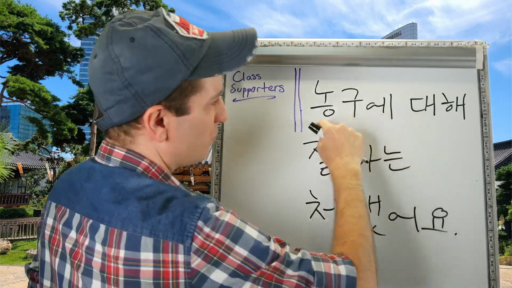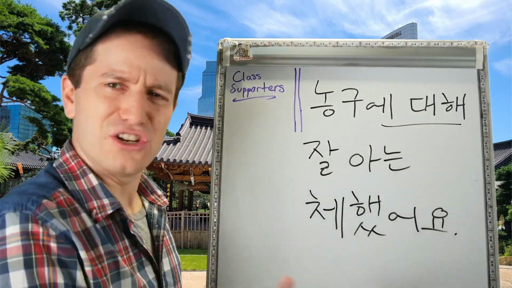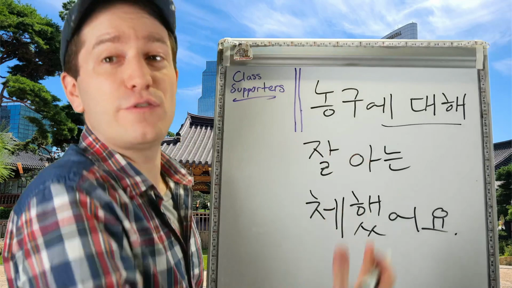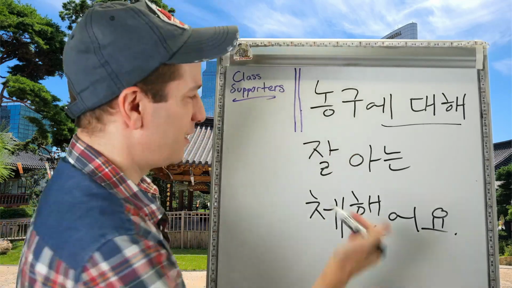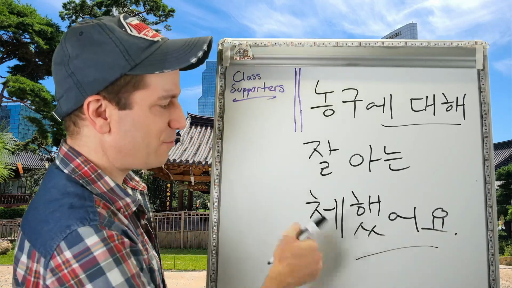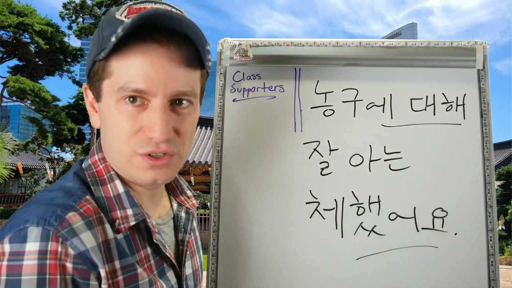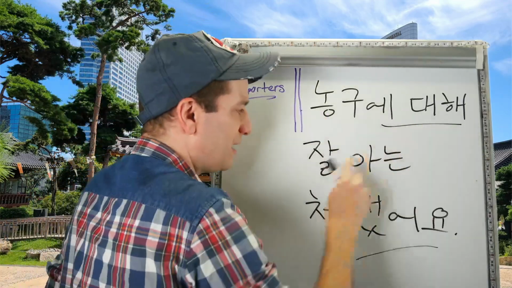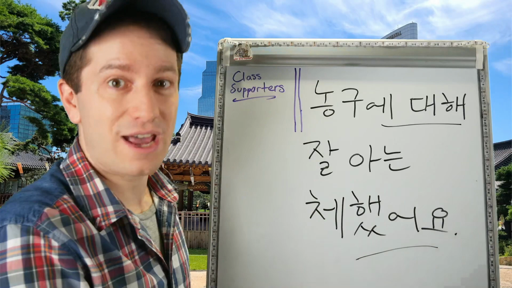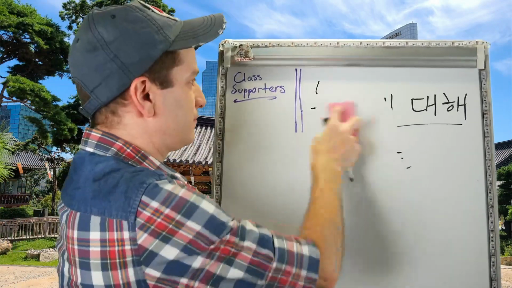농구, basketball. 농구에 대해, about basketball. 잘 알다. Literally to know something well, to be very familiar with it. So to know a lot about it. 잘 아는 체 했어요. So I pretended, past tense, I pretended to know a lot about basketball. 농구에 대해 잘 아는 체 했어요. You could also say 농구에 대해 잘 아는 척 했어요. And it would have the same meaning. So I pretended to know a lot about basketball.